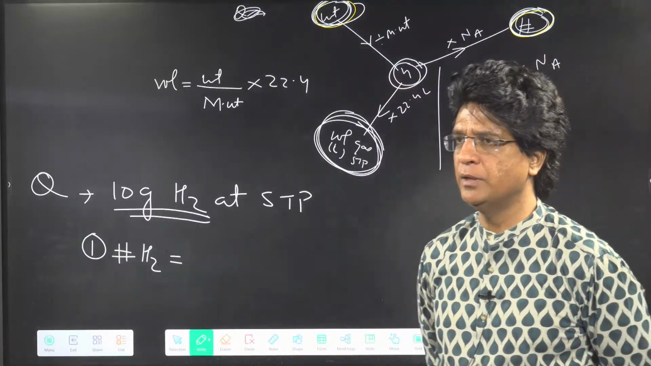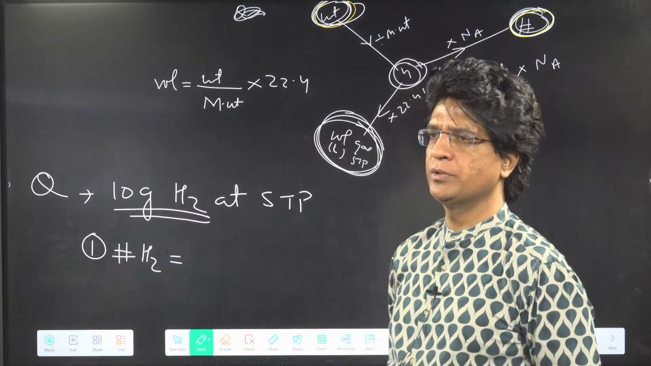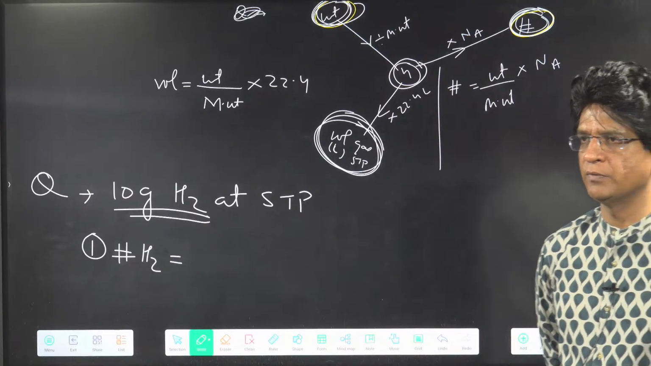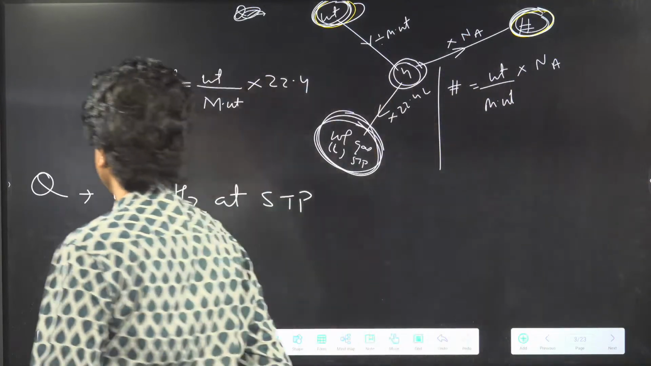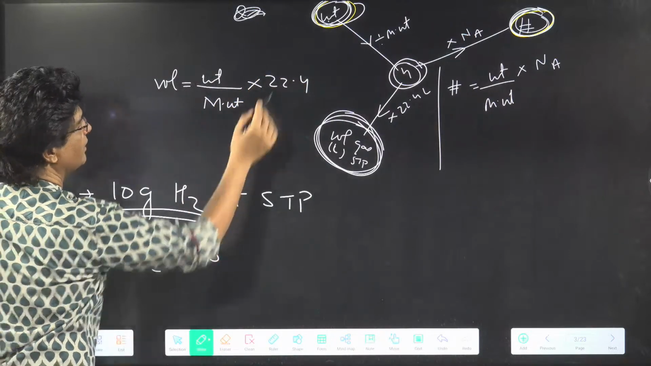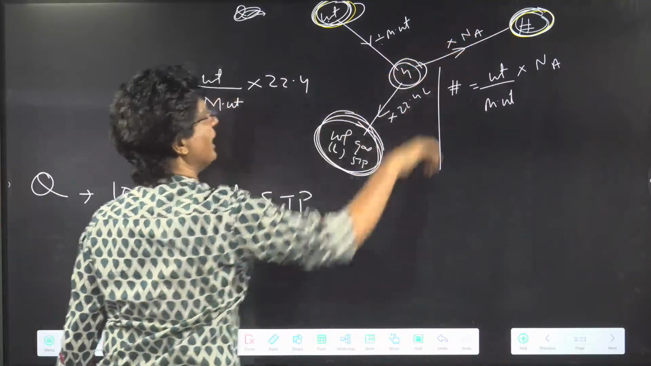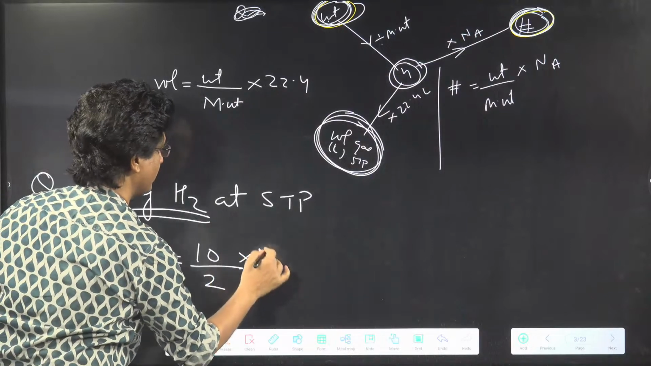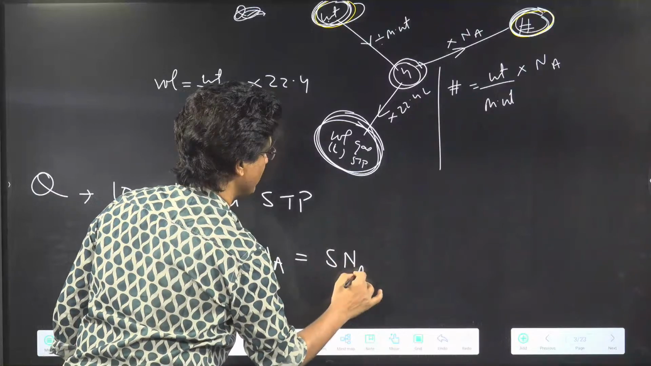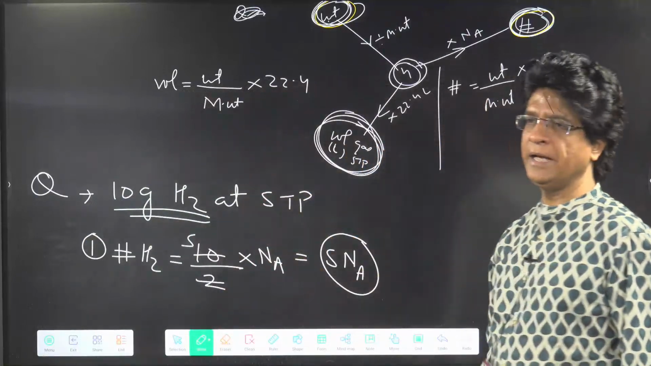Rishi, beta, I'm asking the number of molecules. Be careful with that stuff. So weight is given. Weight is how much, beta? 10. 10 divided by molecular weight. Molecular weight is 2 for hydrogen, into Avogadro number, into Na. And this will be 5. Answer will be 5 Na. These many molecules of hydrogen are there in 10 gram of hydrogen.